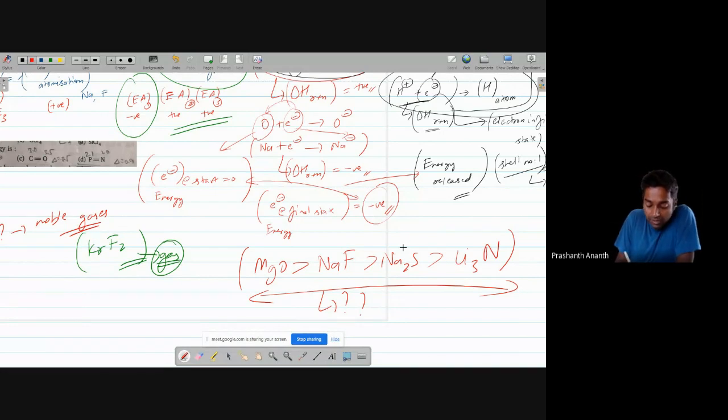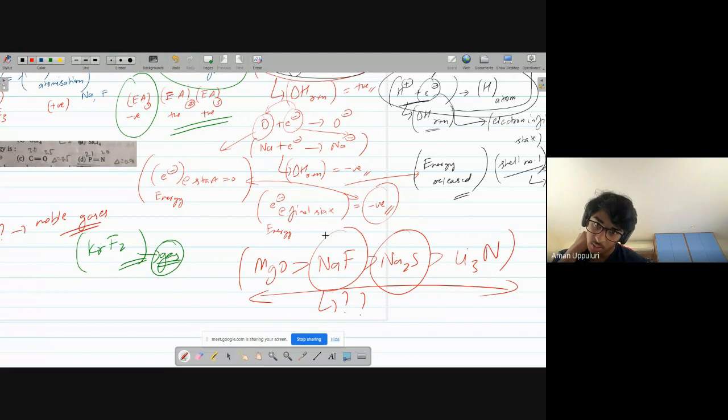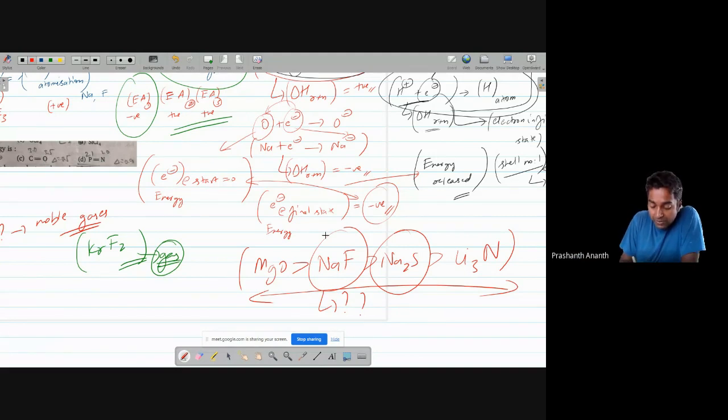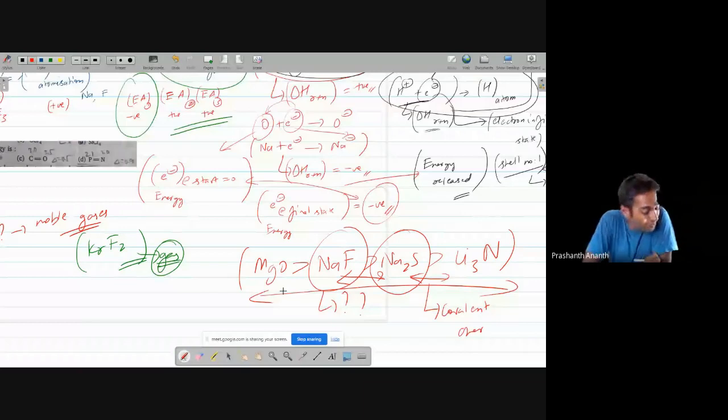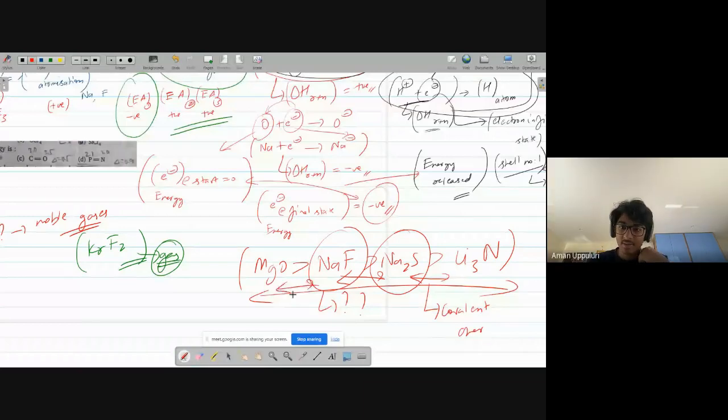The problem is this one is also lesser than the NaF, right? So what's happened over there is we are going to be having between these two covalent character playing a role. And over here also covalent character is playing a more critical role, right? But over here covalent character is not playing a critical role. Why is that happening? Because you understand it's highly ionic.